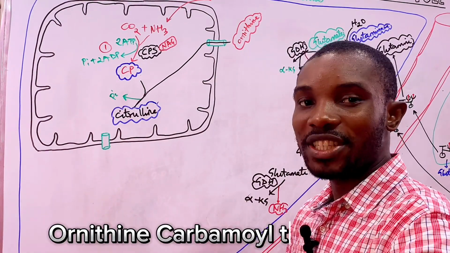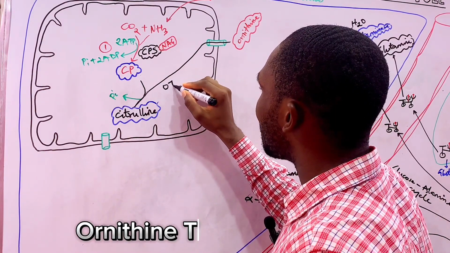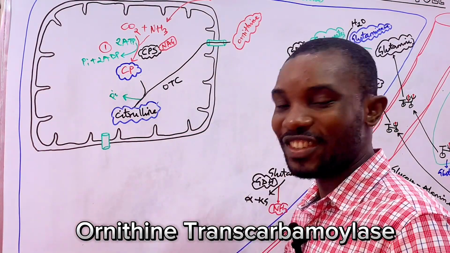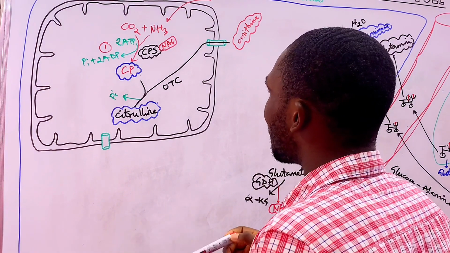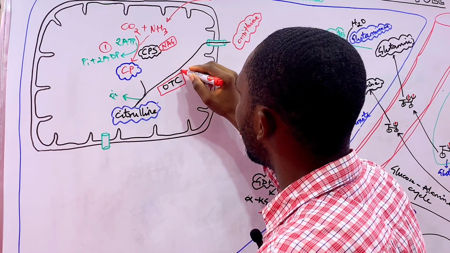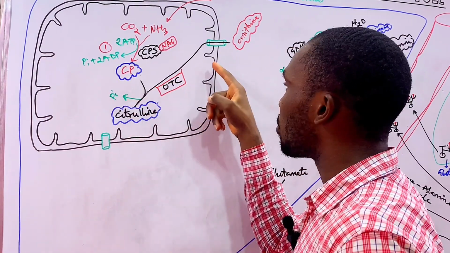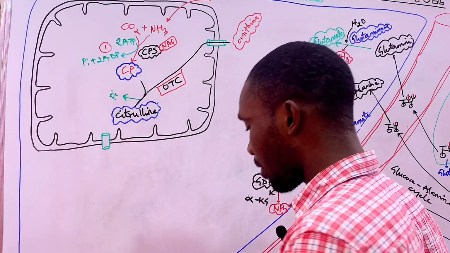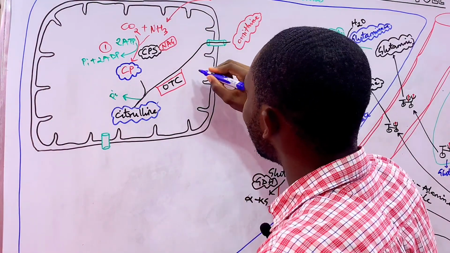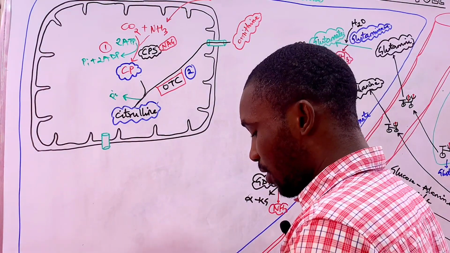Ornithine carbamoyl transferase, okay? Or commonly known as what? Ornithine transcarbamylase. Okay, so the enzyme is what? Ornithine transcarbamylase. All right, so it transfers a carbamoyl onto what? Ornithine. Okay, cool. We're done with what? The second step of the reaction. Let's go over to the third step.